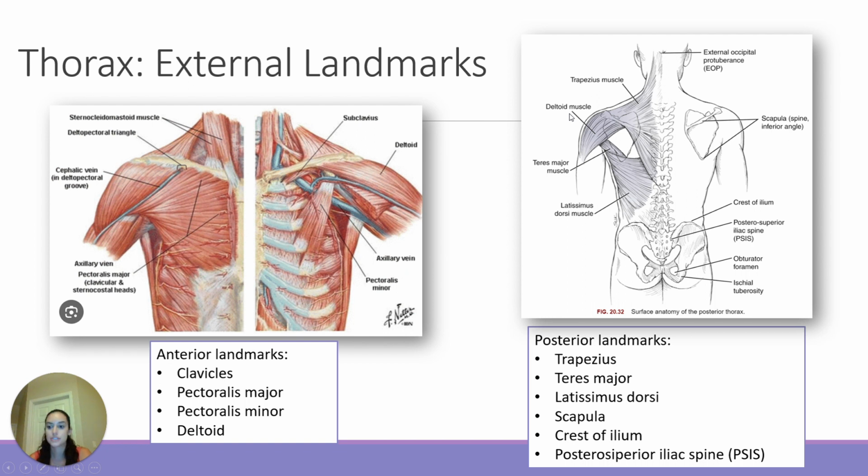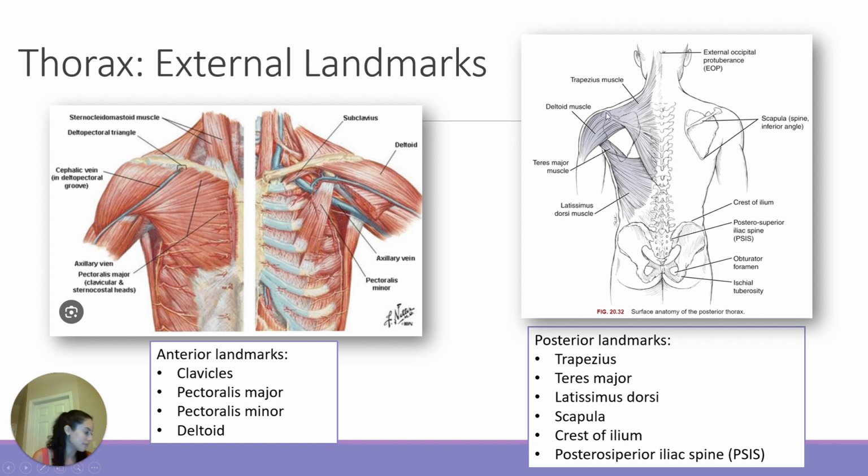For posterior landmarks, these are all the things that are referenced in your book and in the chapter. So for posterior landmarks, we're going to start with the trapezius muscle. We talked about this muscle in the neck. Why? Because it actually extends all the way from your external occipital protuberance, so all the way from the EOP up here, and it looks like a trapezoid. That's why it's called the trapezius muscle. And it starts at the external occipital protuberance.